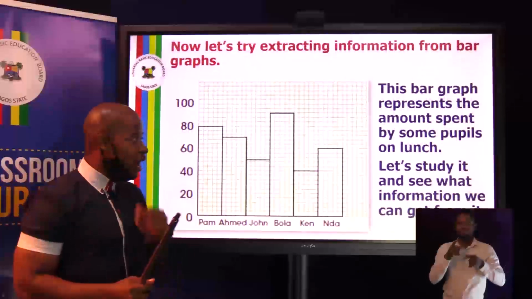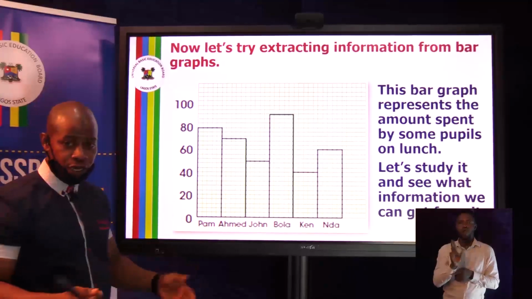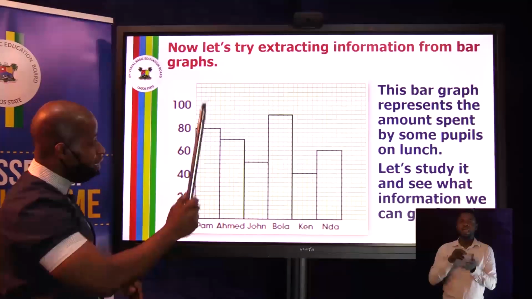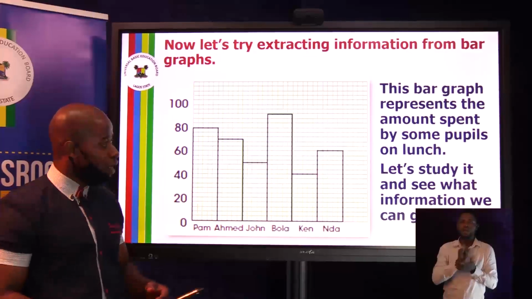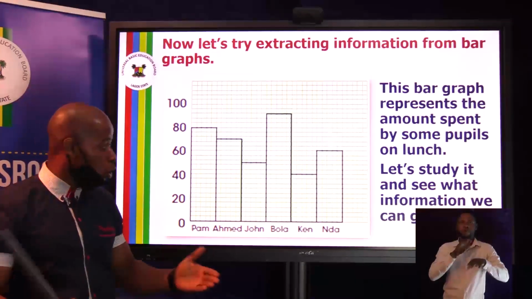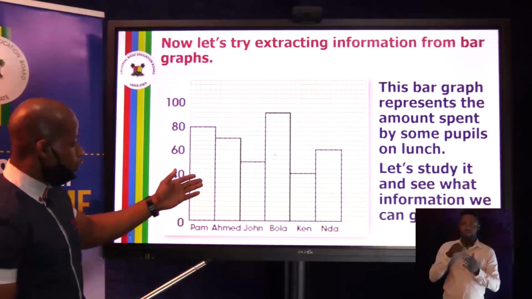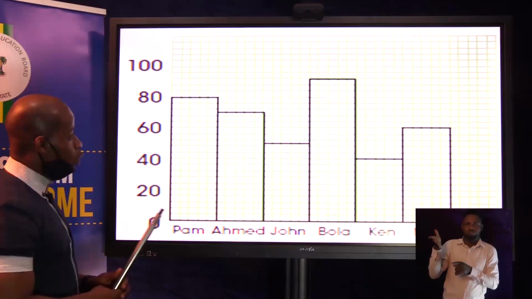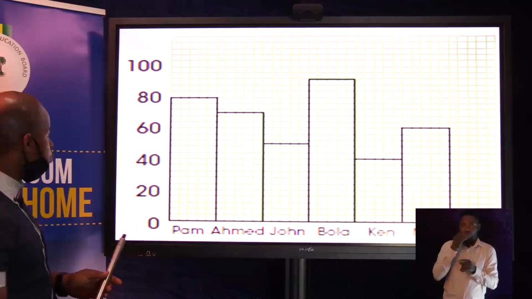Now let's look at answering some questions using bar graph. This is a bar graph. It represents the amount that is spent by some pupils on lunch. Let us study this bar graph. Let's just zoom in and see what information we can get from it. So we see it's quite big, and I believe that you can see at home.